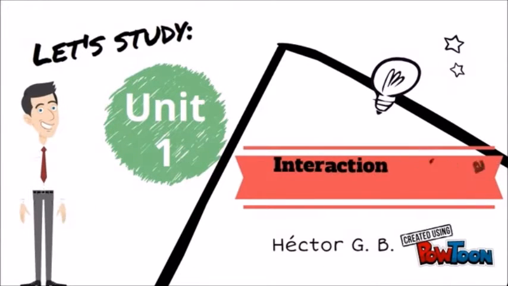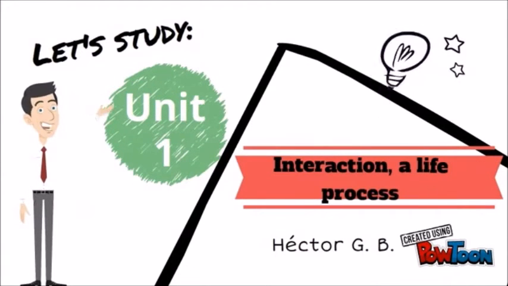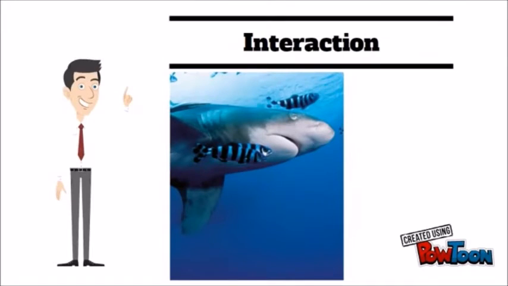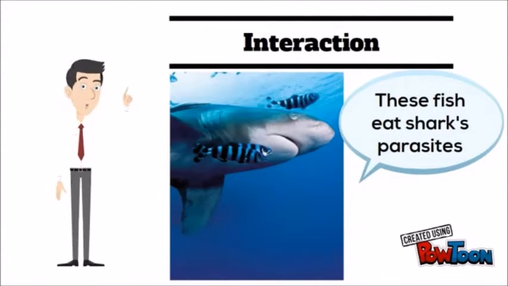Hello everybody! Let's talk about interaction, a life process. Living things interact with each other and the world around them in many ways. For example, these fish are interacting with the shark. They help it to keep clean by eating parasites.